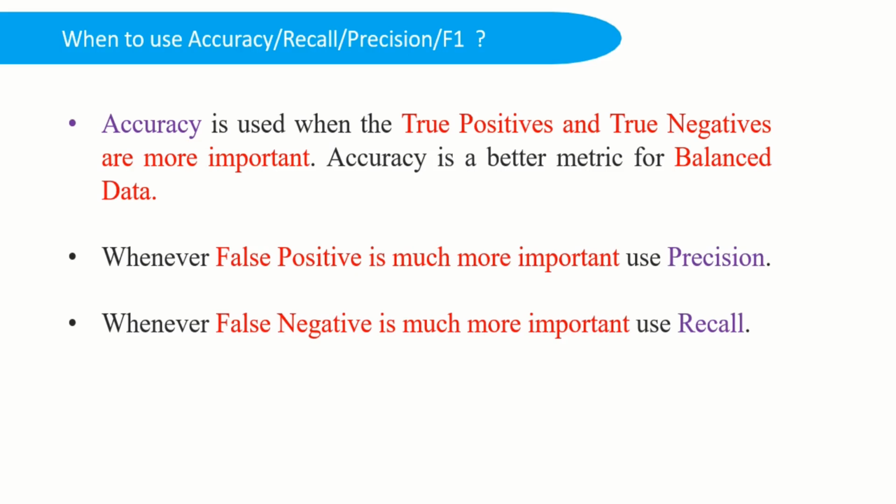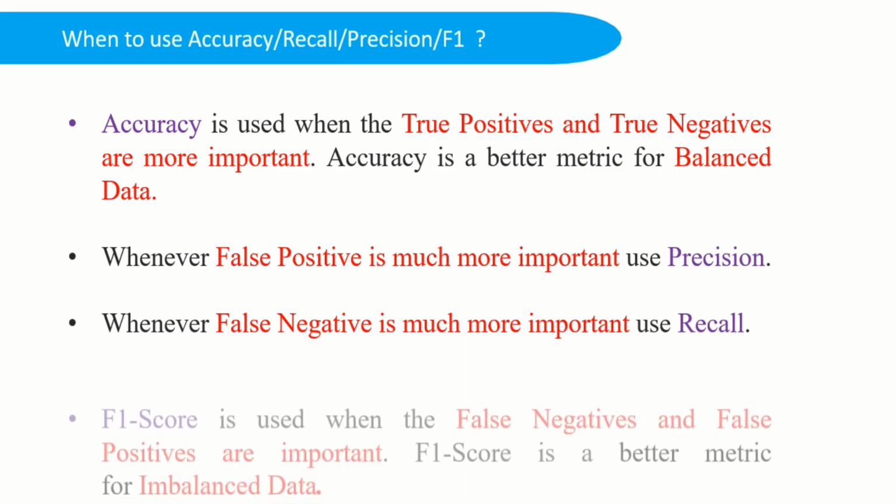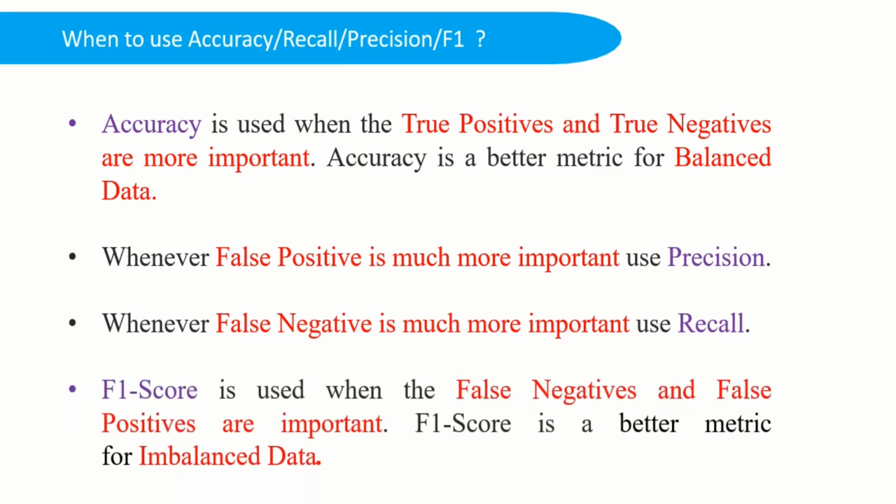Remember the example? Just recap it. And after that, the F1 score is used when both false negatives and false positives are important, and the F1 score is a better metric for imbalanced data.